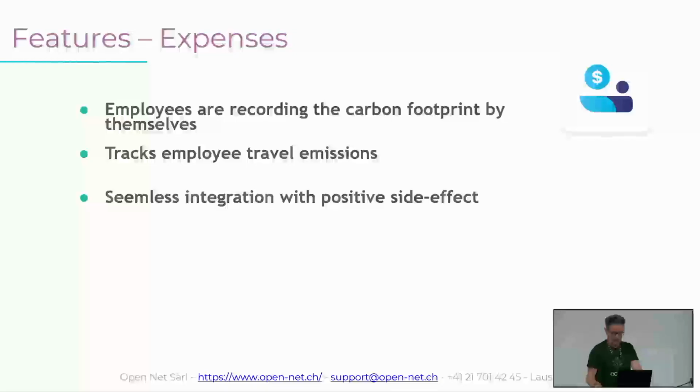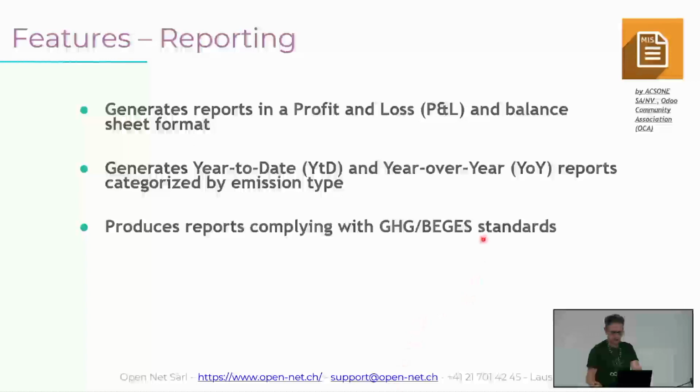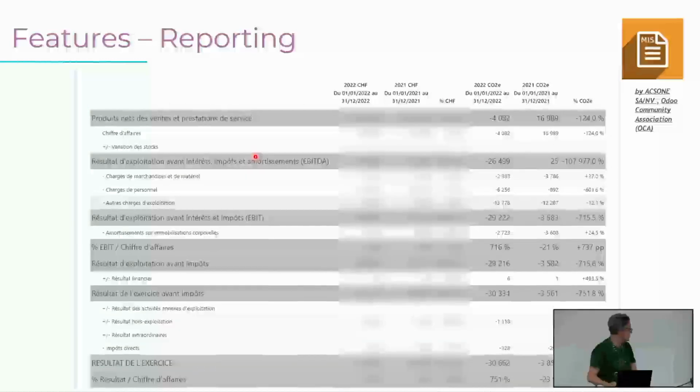Next one is about reporting. I will not spend a lot of time. We used the MIS reports that are available in the community thanks to Akretion and the OCA. That gives us the ability, similarly to how you look at the P&L report in accounting, to look at your carbon reporting. So that's something that is pretty nice. It looks like this. Same.